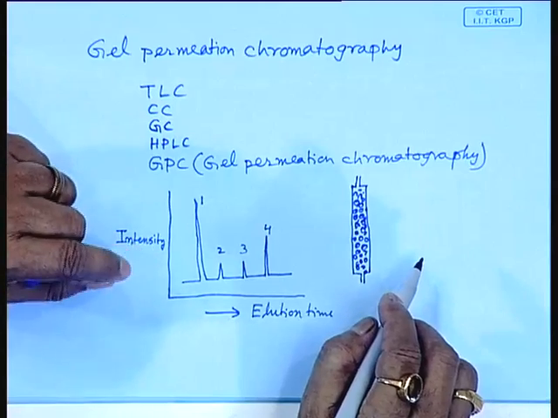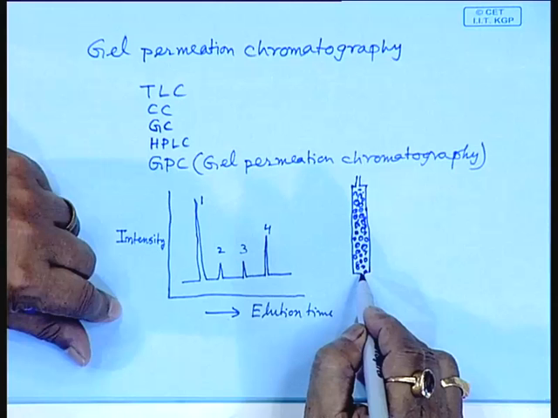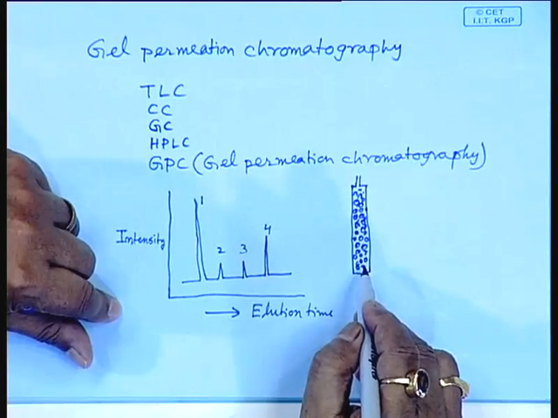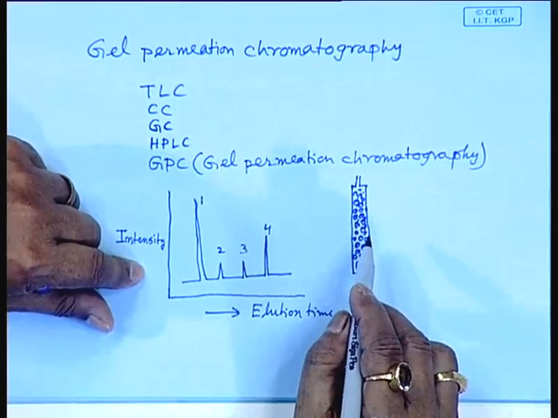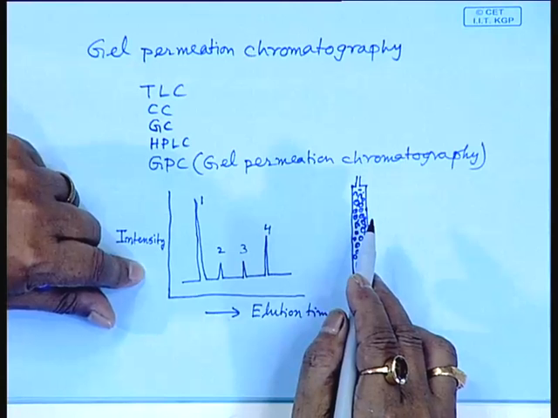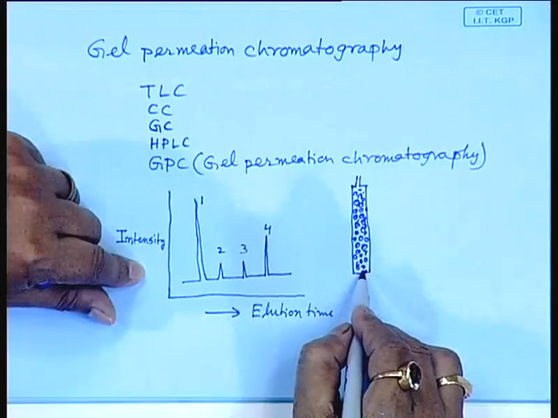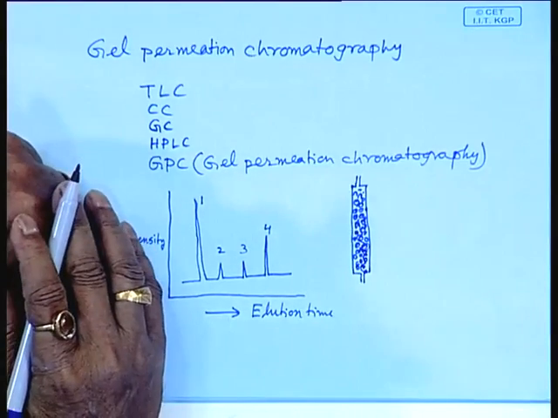Since it is porous, what happens if you inject a polymer solution of dilute concentration? It enters the column. On entering the column, smaller molecules can enter into the porosity of the beads, the pore volume of the beads, while bigger molecules cannot penetrate within the bead, but pass through the interparticle space like this, it moves this way.